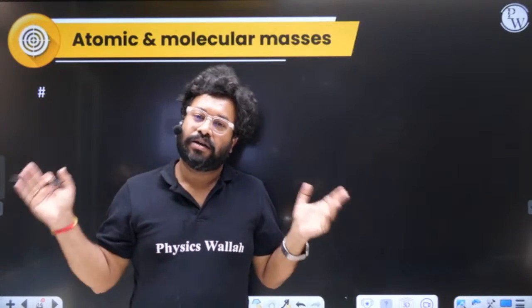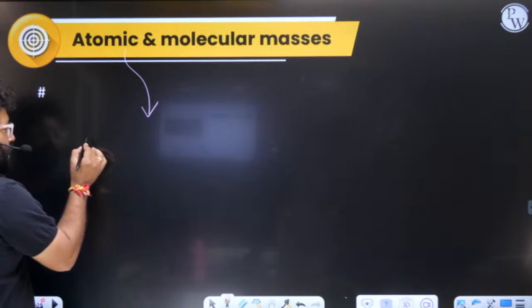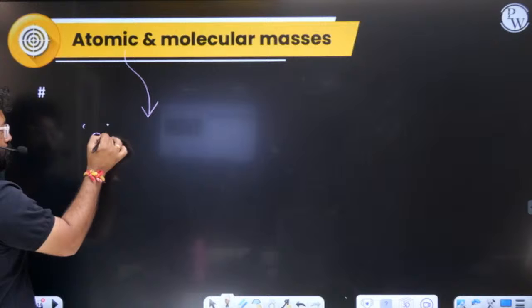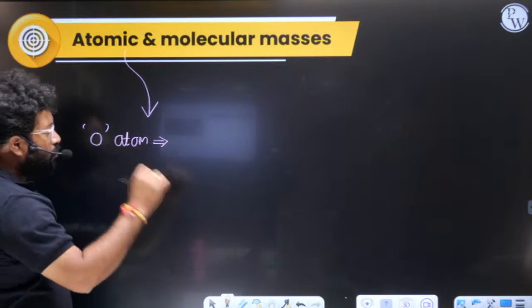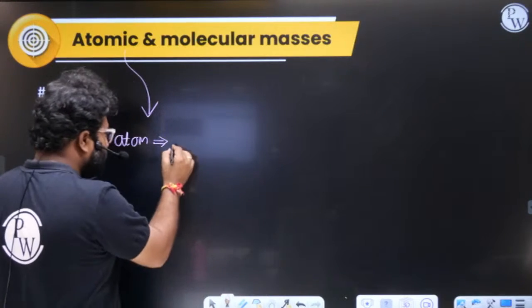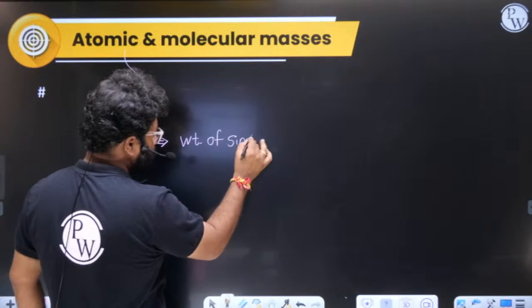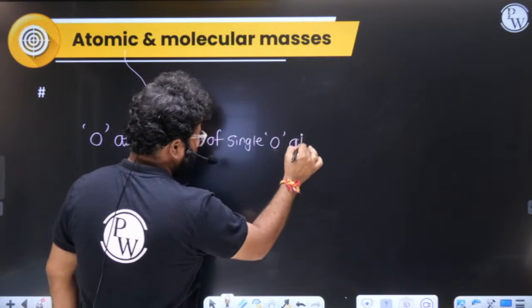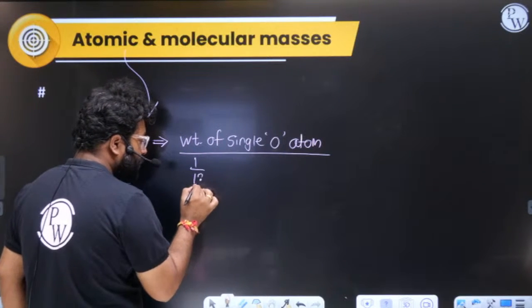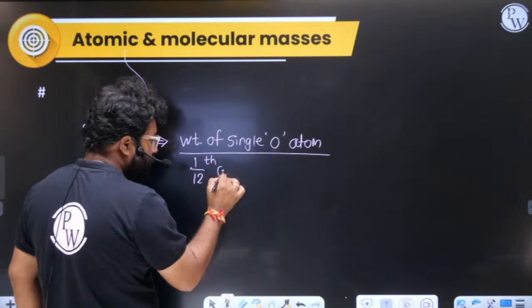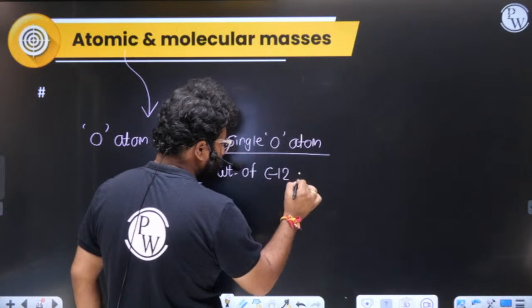So for example, if you want to measure the weight of a single oxygen atom, what are you going to do? You are going to take the weight of a single oxygen atom and divide it by 1/12 the weight of the C12 carbon isotope.